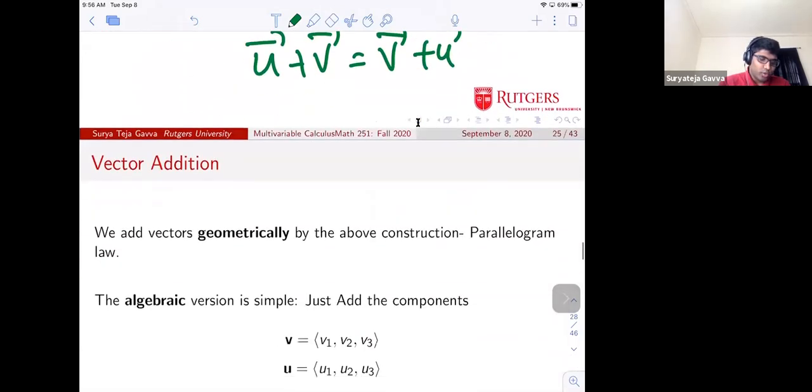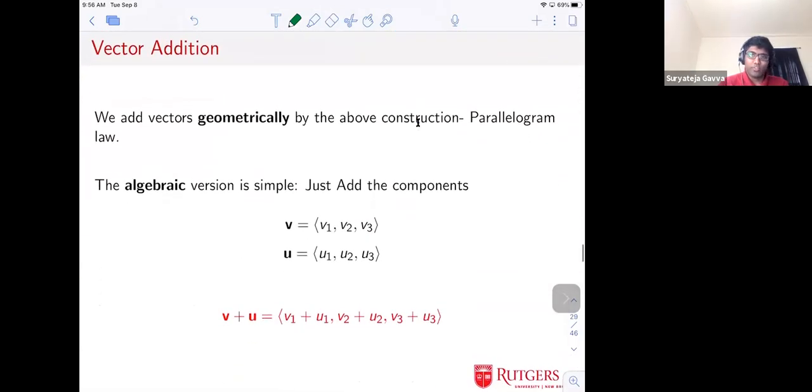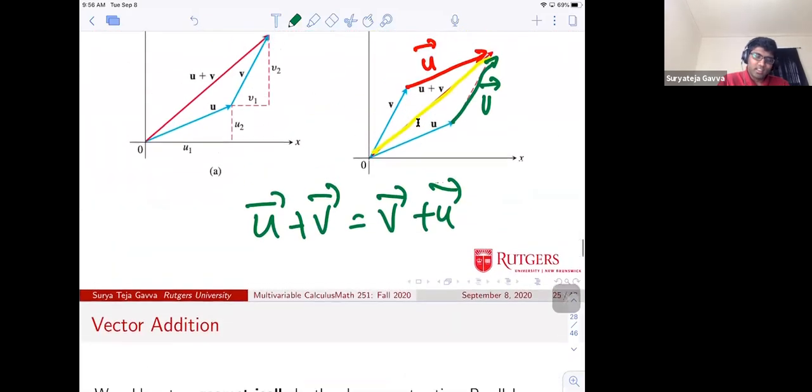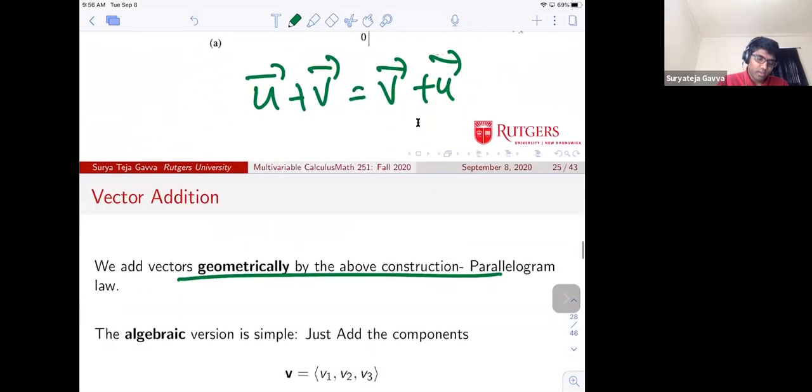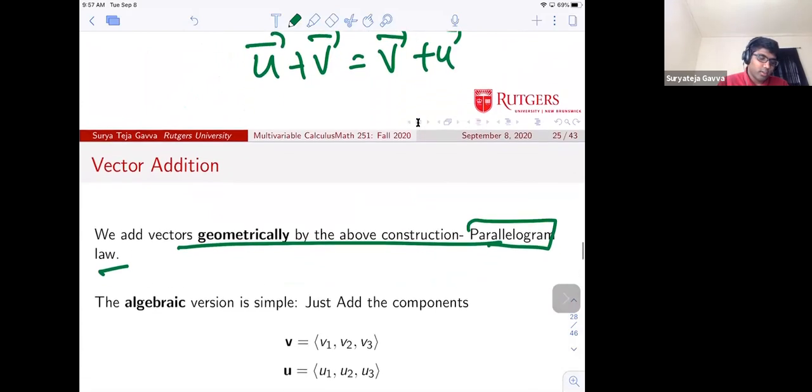So let's move on to some algebra of the vector additions. I hope the geometry is clear. It's this way of shifting, and when you shift, you see a parallelogram. The shape is called a parallelogram, so that's why this kind of adding is called the parallelogram law. So the geometry, whatever I described, is called the parallelogram law.